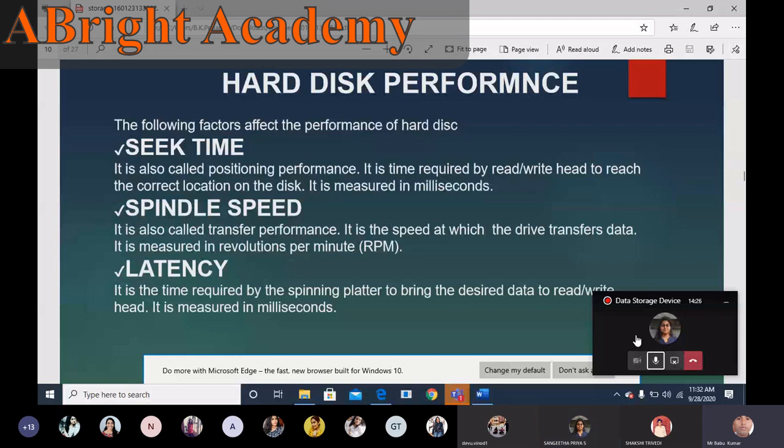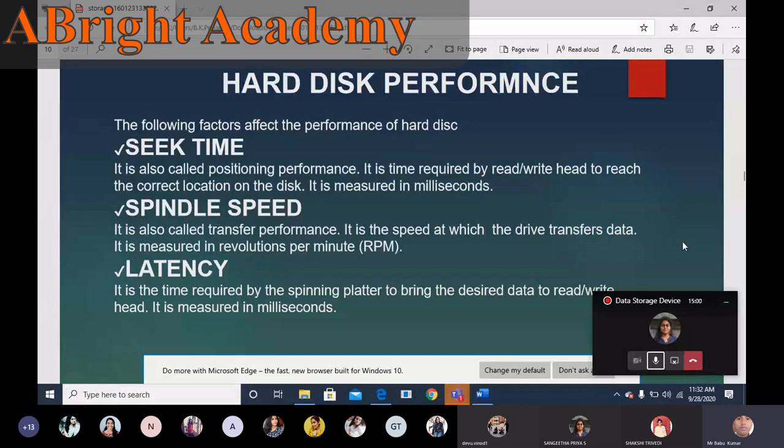Okay, hard disk performance. The important factors for finding the hard disk performance are seek time, spindle speed, and latency. So the first is seek time. It is also called positioning performance. It is the time required by the read-write head to reach the correct location on the disk. It is measured in milliseconds.